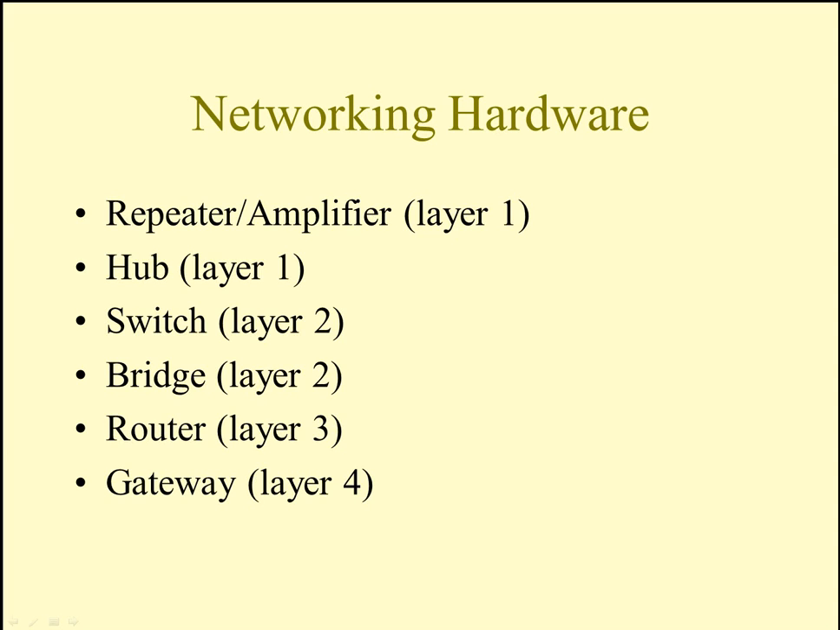Moving up to layer 4, we have a gateway. And gateways typically sit on the edge of networks. They operate at layer 4, so they're able to see the transport protocol, whether it's TCP or UDP. They can look inside of the segment at layer 4 to determine some more information about the data which is transmitted back and forth.